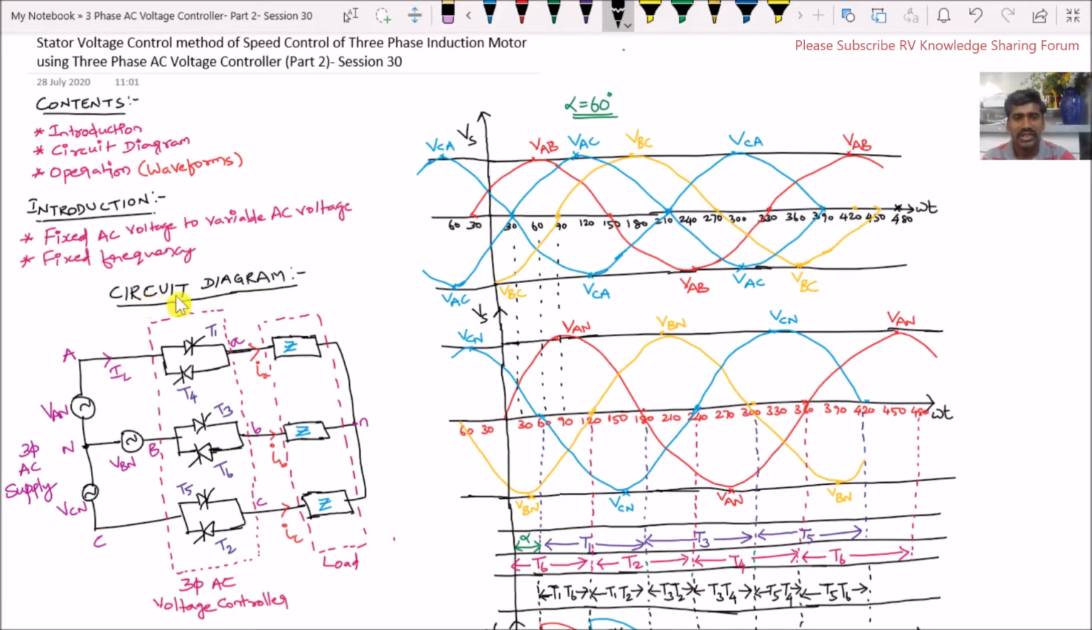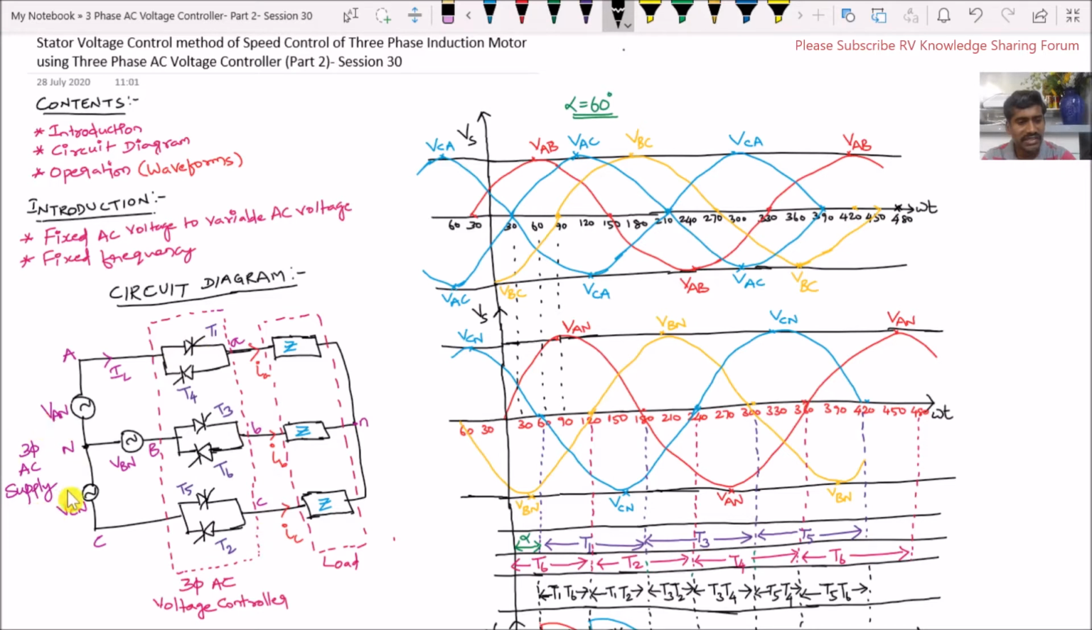Let us discuss the circuit diagram of the 3-phase AC voltage controller. So here a fixed 3-phase AC supply, maybe 450 volts, star connected, that is VAN, VBN and VCN, is applied to the 3-phase AC voltage controller. Here the thyristors T1, T4, T3, T6, T5 and T2 form the 3-phase AC voltage controller.